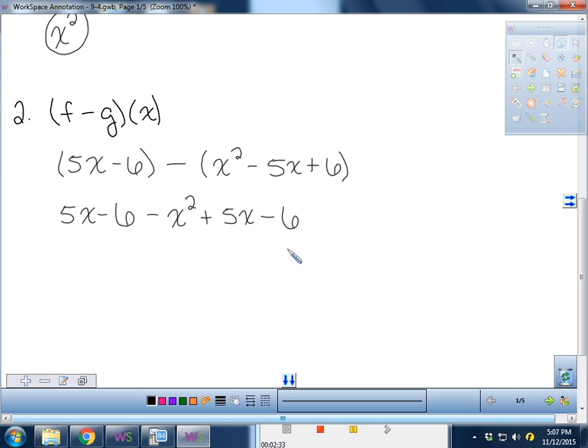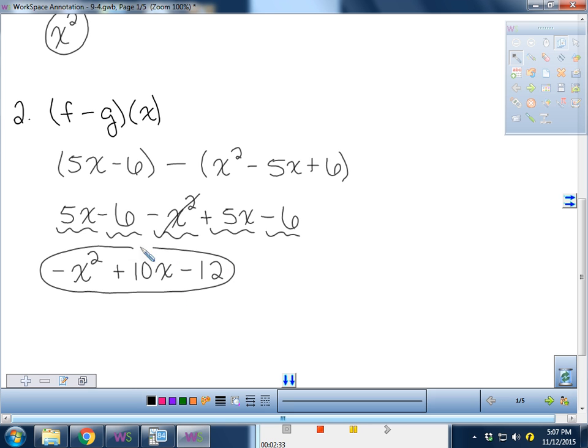Now I just want to put everything in standard form. So I start with my biggest degree. That would be this negative x squared. So I've got negative x squared. Nothing else would go with that. Next highest degree would be my 5x. So 5x and 5x, that's 10x. And then negative 6 and negative 6 is negative 12. And I am finished. So adding and subtracting, really not that bad.